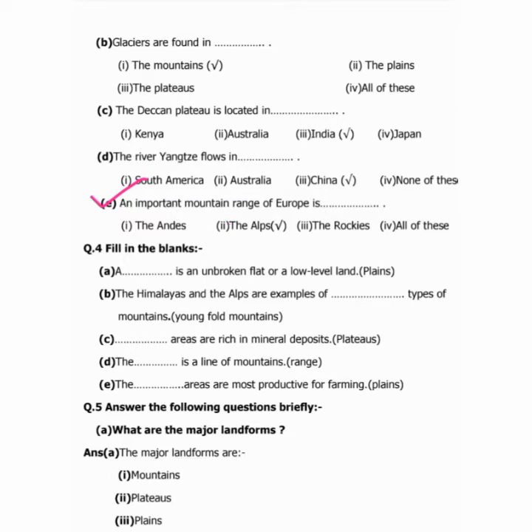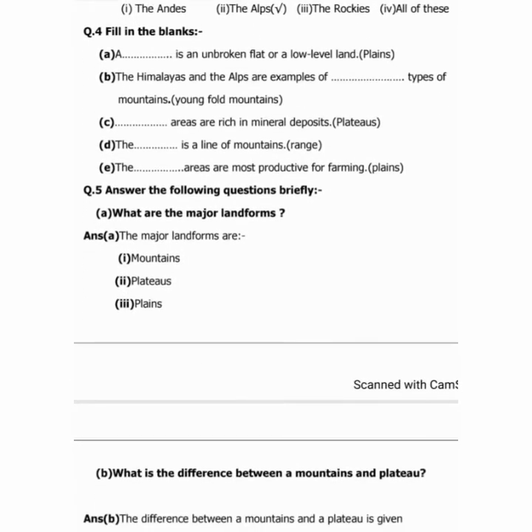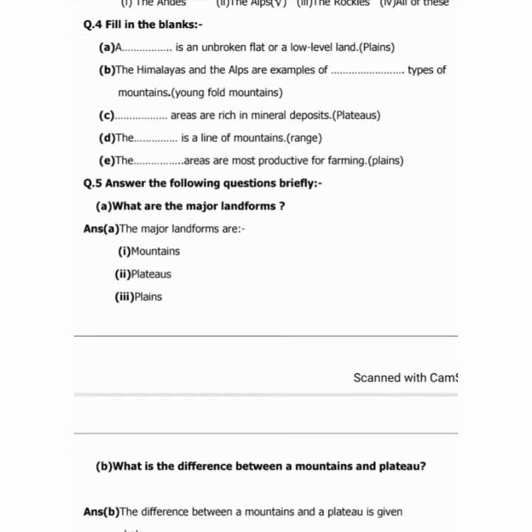Now coming to fill up. A plain is an unbroken flat or low level land. It is the plain where you are living. Now B: The Himalayas and the Alps are examples of young fold mountains. Every year they are growing a few inches.